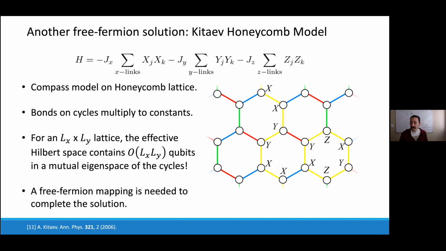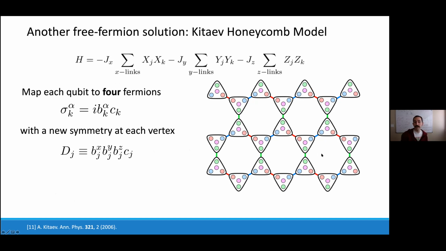But this doesn't completely solve the model, because there are more spin degrees of freedom here than there are constants of the motion. So what you need to do is find a free fermion mapping per sector to solve the rest of the model. And how did Kitaev do this?